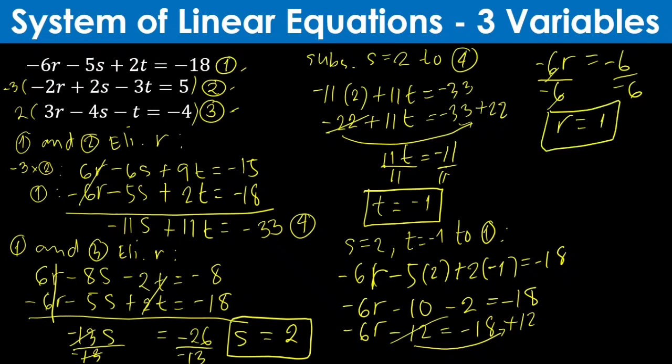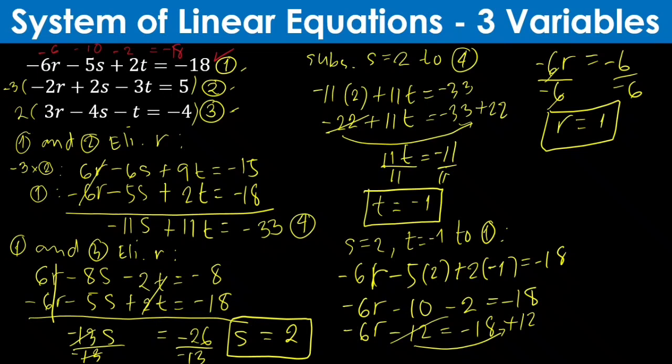Okay, now if you want to check your answer here, you can make a quick substitution or checking here. So our r is 1, that gives us negative 6 here. Our s is 2, gives us negative 10. Our t is negative 1, gives us negative 2. We add them together, negative 6, negative 10, negative 2, it gives us negative 18. So this is correct for the first equation.